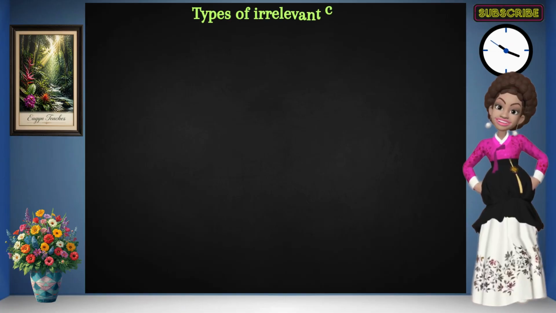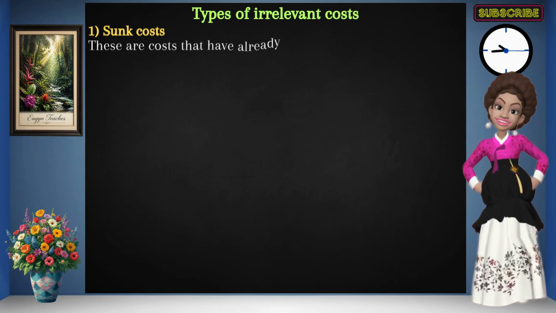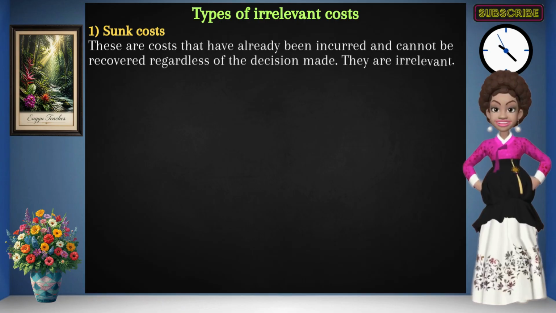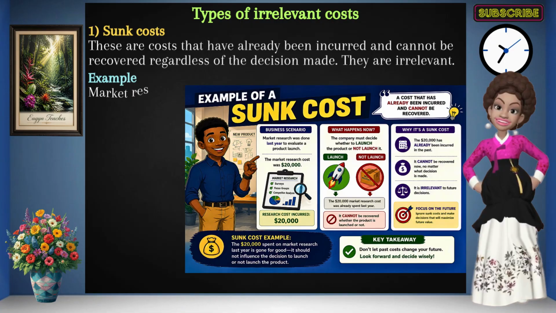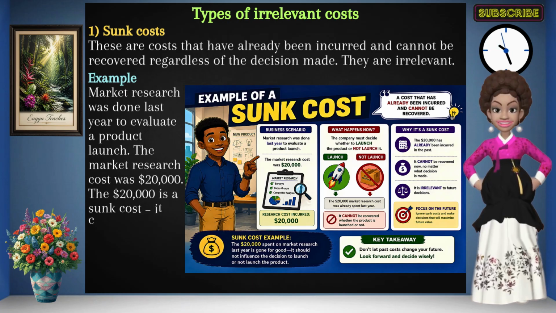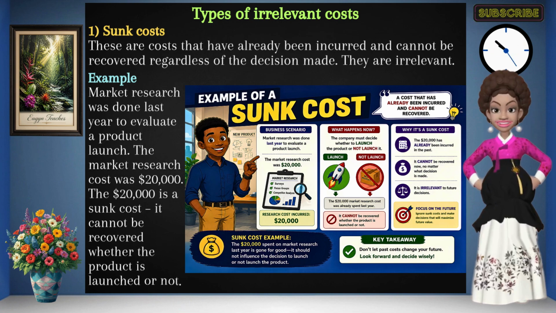Types of irrelevant costs. 1. Sunk costs. These are costs that have already been incurred and cannot be recovered regardless of the decision made. They are irrelevant. Example, market research was done last year to evaluate a product launch. The market research cost was $20,000. The $20,000 is a sunk cost. It cannot be recovered whether the product is launched or not.